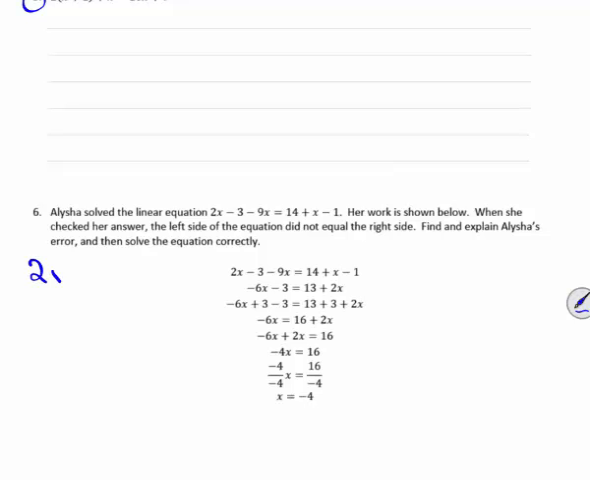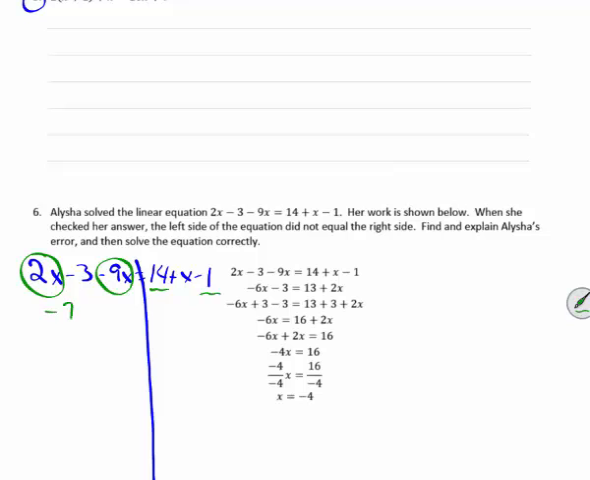So I'm going to start over here. 2x minus 3 minus 9x equals 14 plus x minus 1. First thing, no distributive property, no clearing parentheses, but there are some like terms. So I have 2x and I have negative 9x. And over on this side I have 14 and I have minus 1. So I'm going to do this part first. 2 minus 9 is negative 7x minus 3, x, and then 14 minus 1 is positive 13.